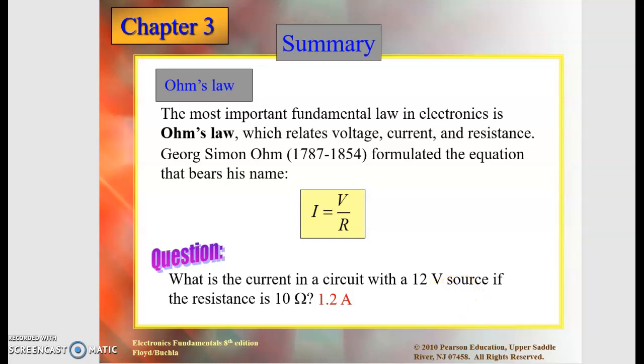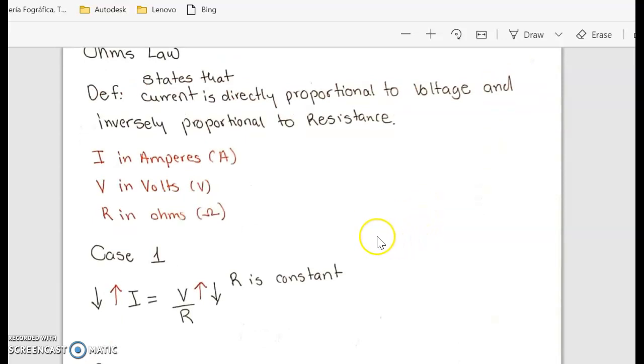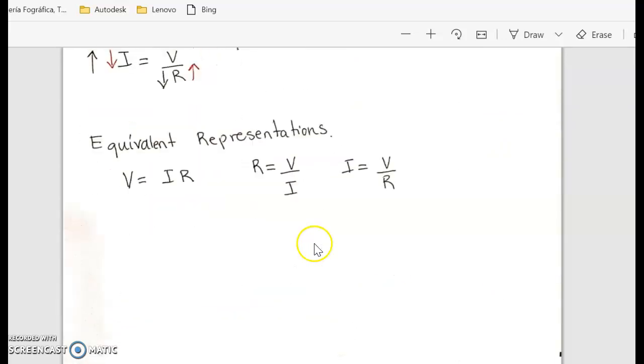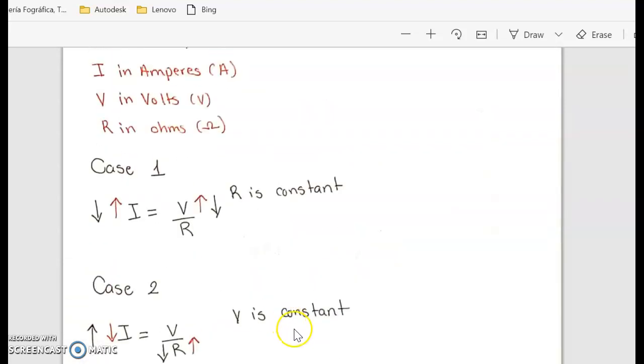There are different representations of Ohm's law. We can have it as V equals I, current, times resistance. We can have it as R equals voltage over current, or we can have the current equal to voltage over resistance. Depending on the quantity that we are looking for, we can use any of these three representations, which are the same, just solved for a different quantity.